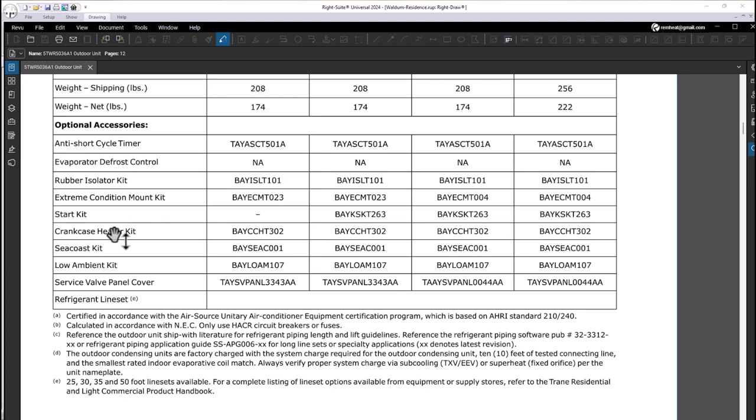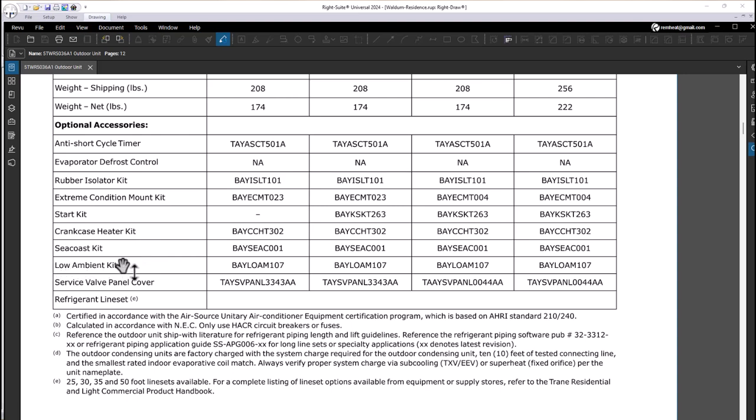Okay, then the crankcase heater kit. That's why sometimes it's a good idea to have a representative, or even your distributor, give you some advice based on the local conditions. They would let you know, okay, you're going to need this, you're going to need that. For example, this one is the Seacoast Kit. This is very interesting because when your house is located very close to the water, and the water is salty, it has salt and humidity. Salt and humidity will translate to corrosion. So this is going to be protected from corrosion.